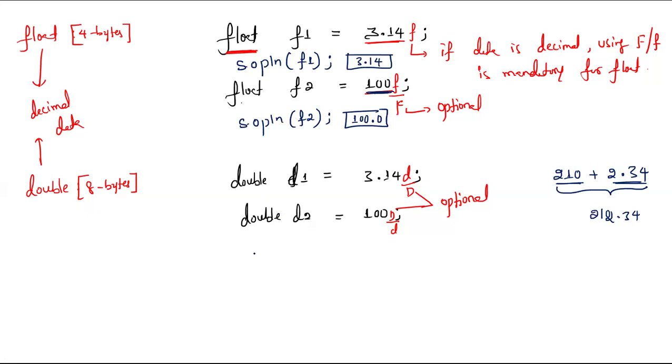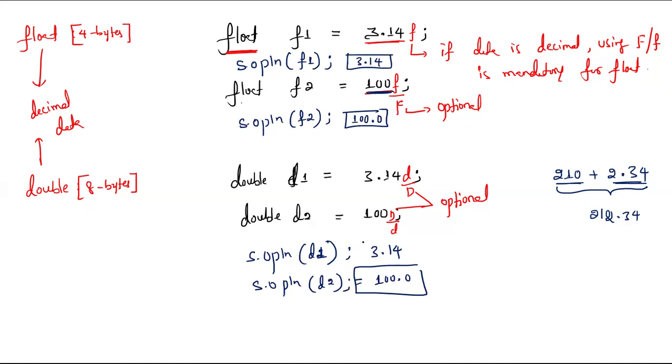Then here, same thing. If you use d1 and d2, we get the same way. First, d1 gives an output of 3.14. Then d2 gives an output of 100.0. So this is about float and double. Is it understood, or any questions?